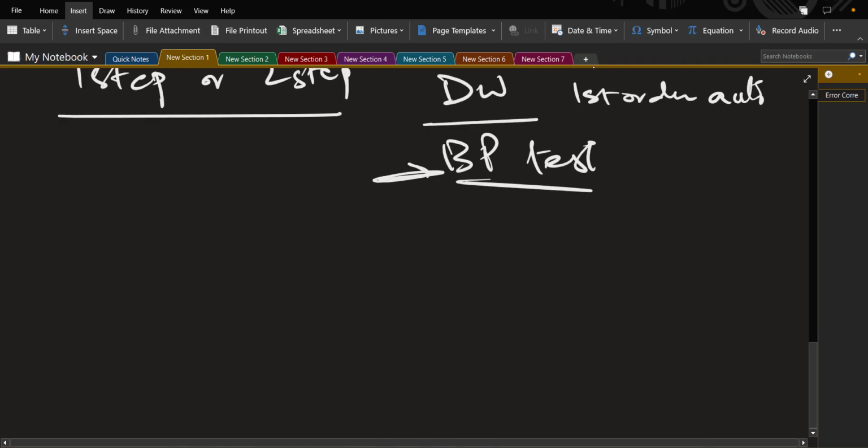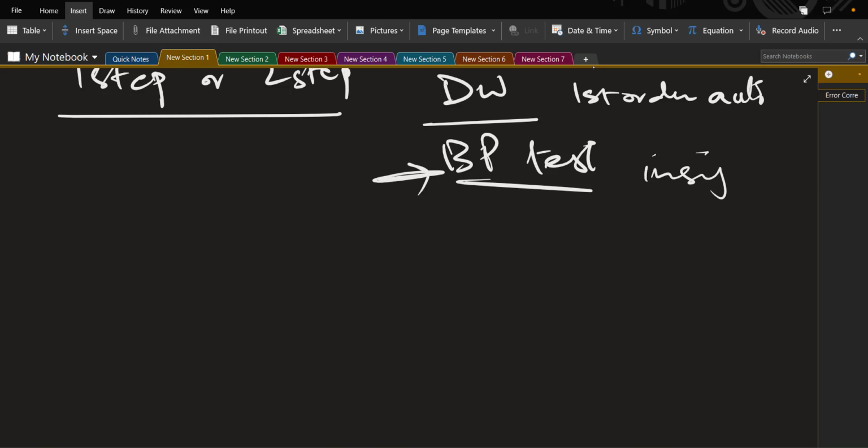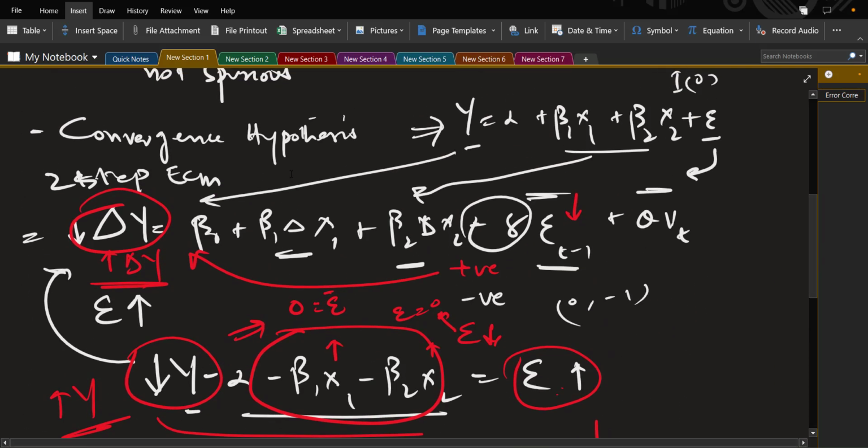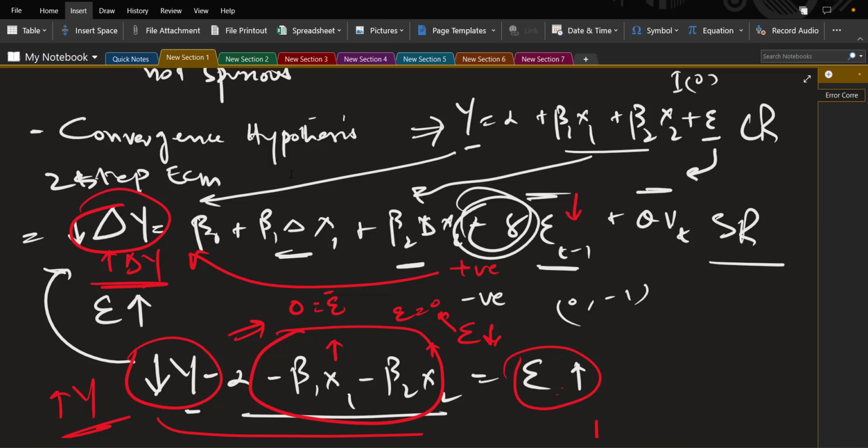Okay, and if this test is insignificant, it means the autocorrelation is solved, and you can use this two-step or one-step ECM equation for your interpretation. This will be your long run equation, and this will become your short run equation. And this coefficient is very important, the convergence coefficient. And here you will have the variables according to the theory, and this theory will hold if there is convergence.